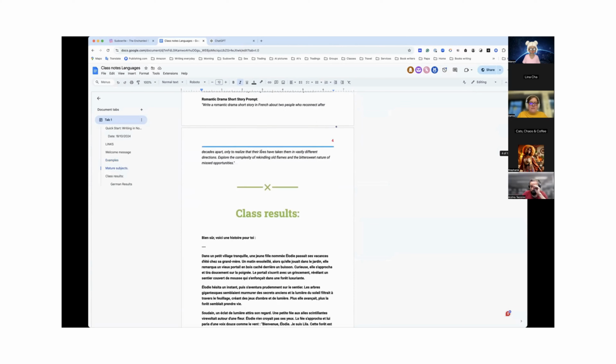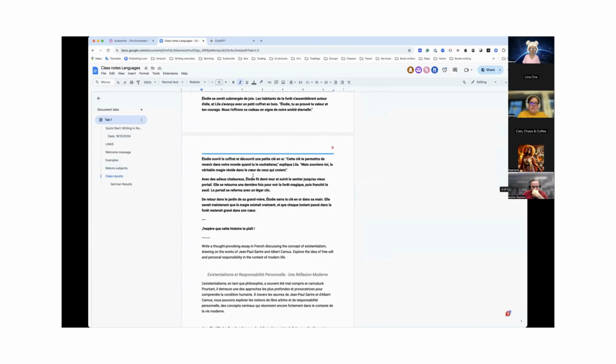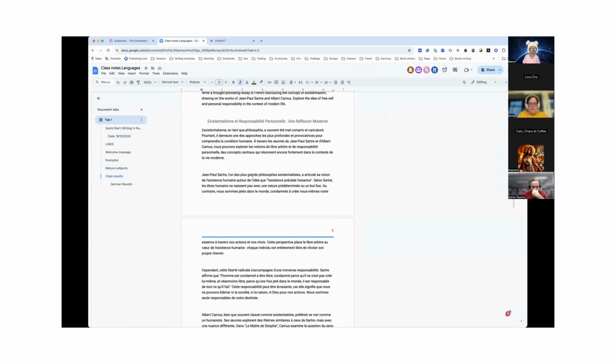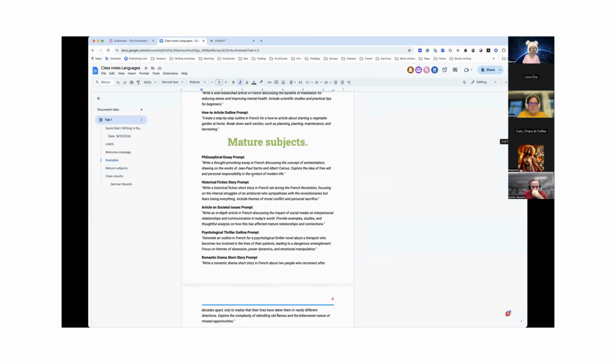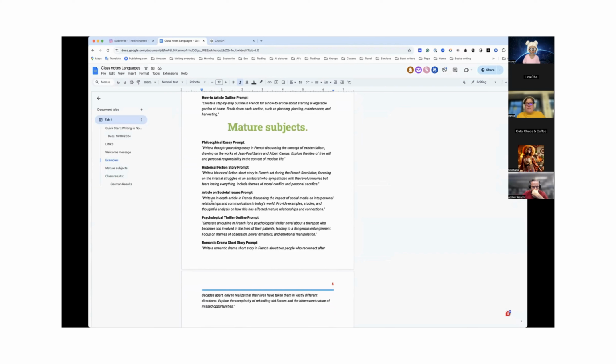I put the result right here, and that's in French, because my second language is French. And then I asked for a more mature subject. The point for me right now is to show you how to start from nothing and go from there. I saw something very interesting here, like a psychological thriller outline prompt. So how do we get Sudowrite to give us something in our language?